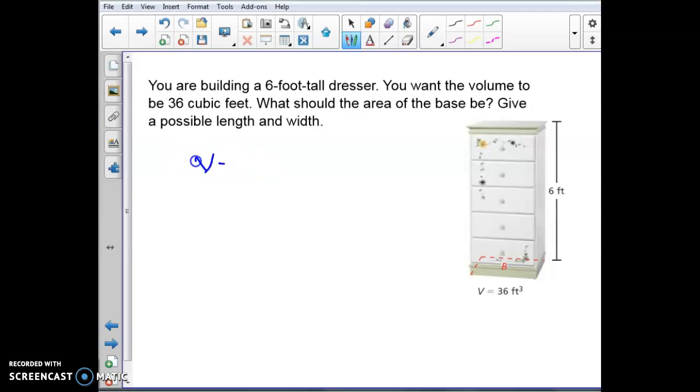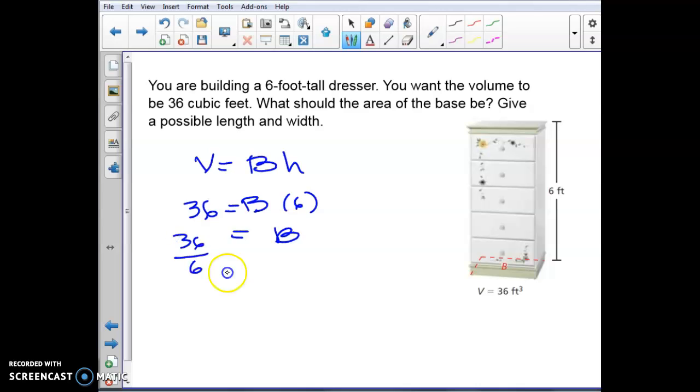So going back again to the formula, base area times the prism height. We know that the volume is 36, and we're looking for the base area. Now the height is given to be 6 feet. So that means the base area has to be 36 divided by 6, which is equal to 6.